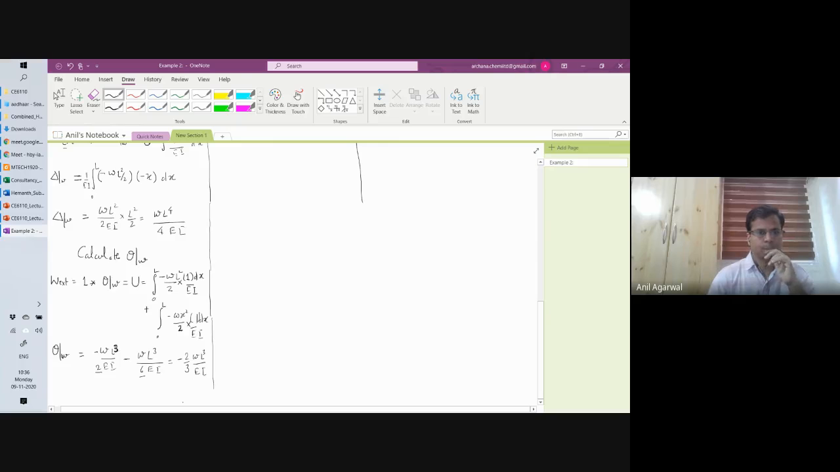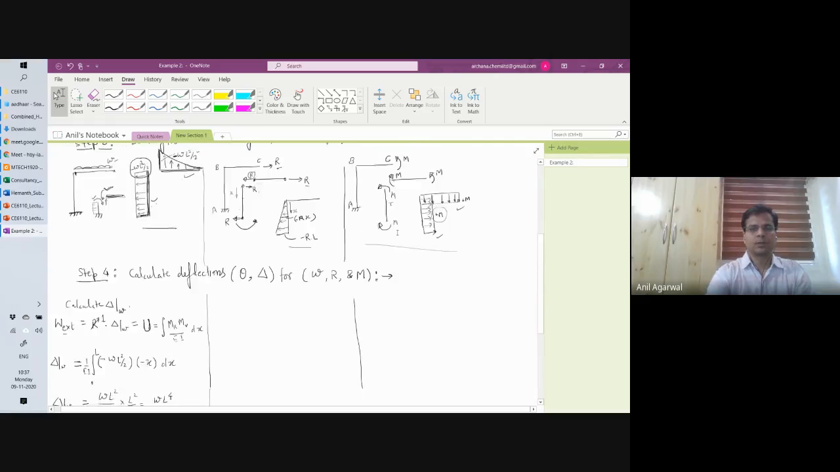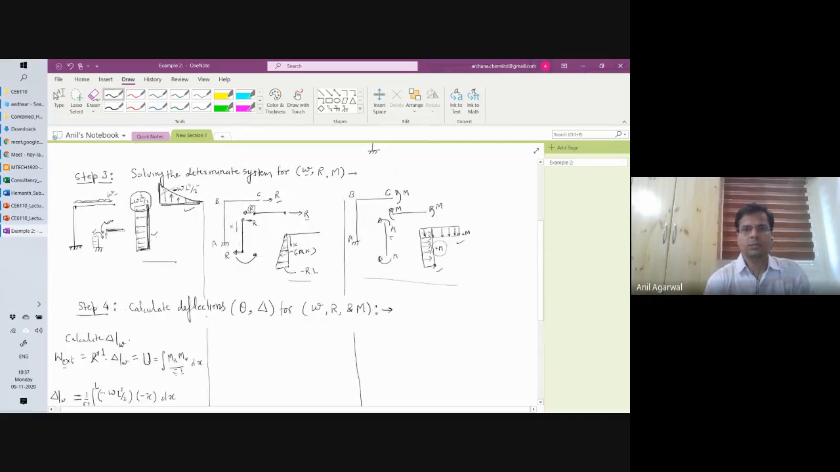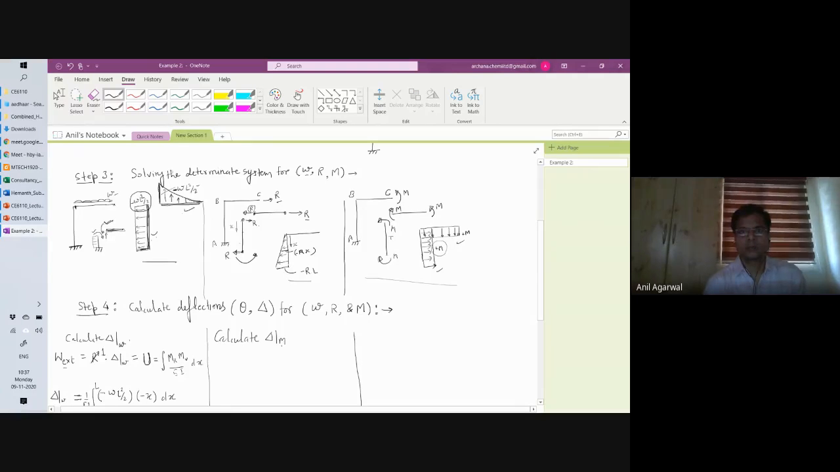Okay. Is that all right? So I got theta. I got delta because of external work, external force. Similarly, I need to calculate theta and delta because of this R and M as well. Okay. So again, calculate delta, sorry, R.